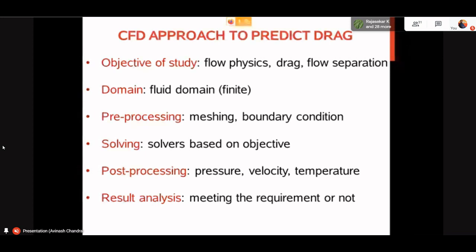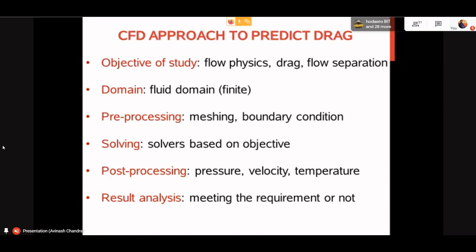So the next is pre-processing. Pre-processing means how you are preparing the simulation. Computer simulations are very simple. Whatever input you give, you will get the output based on that input. So computational simulations will not tell you anything dramatic or anything out of this world. They will give you the output based on whatever input you have given. So this is a process. We do meshing. We define the boundary conditions.